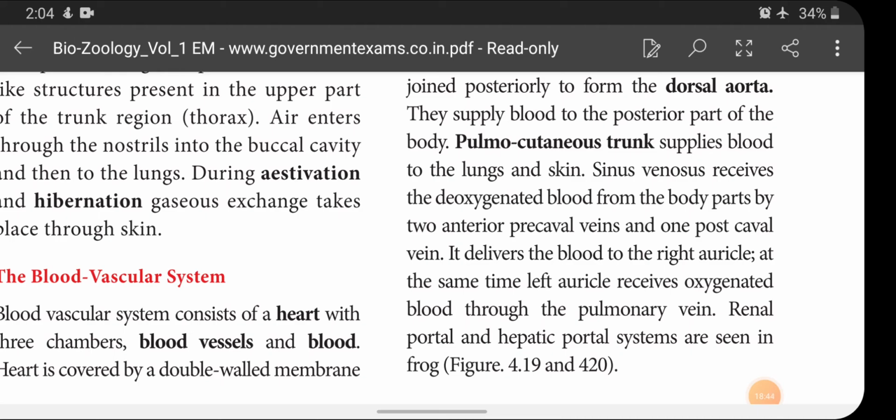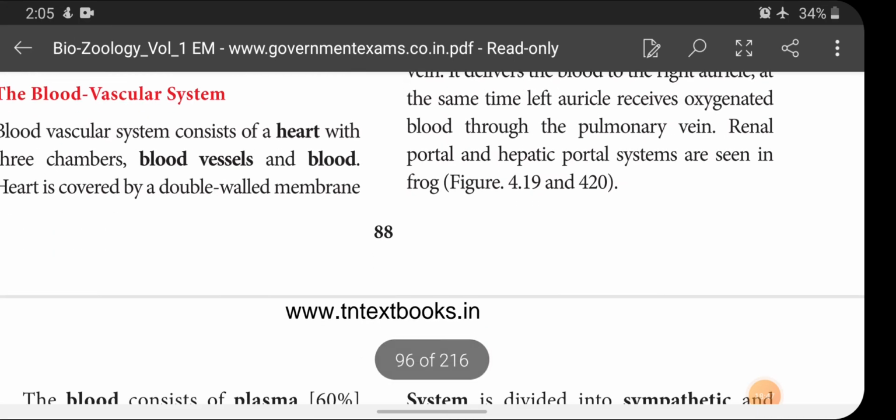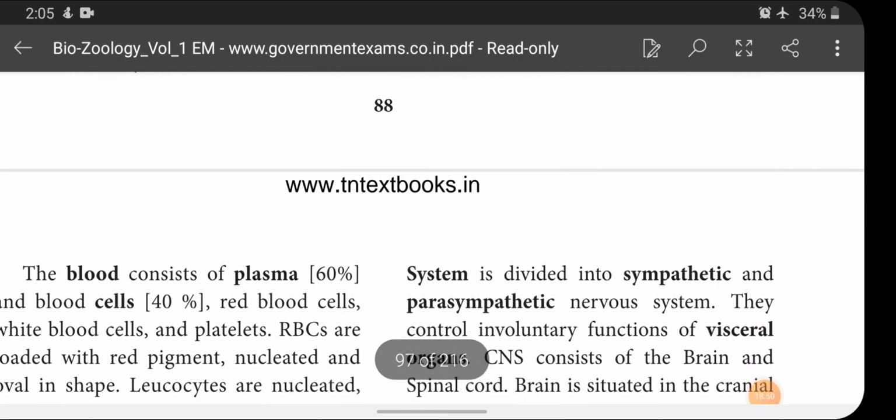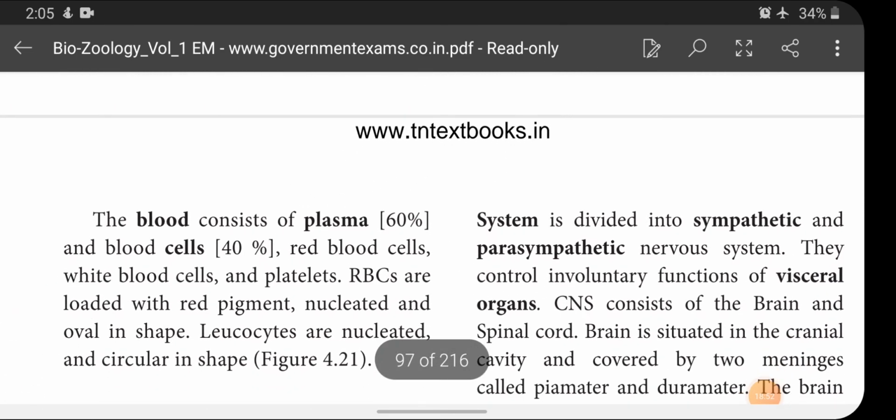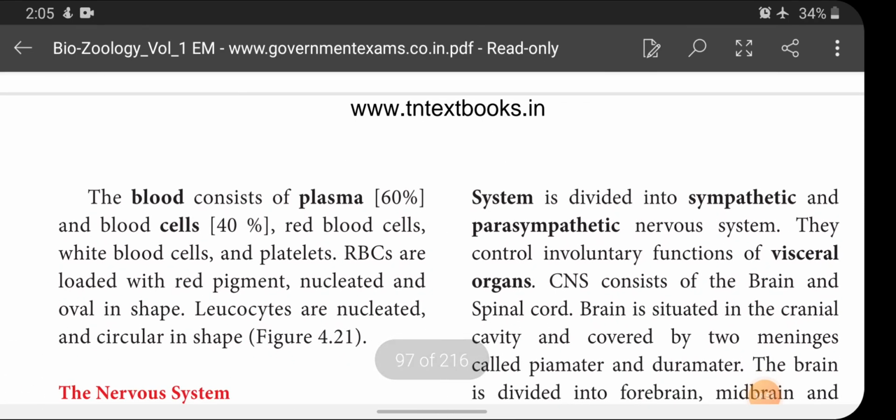So, renal portal and hepatic portal systems are seen in frog. For the digestive system, respiratory system and circulatory system, please refer to the diagram of the concerned system, children. With the help of the diagram, please understand the concept.